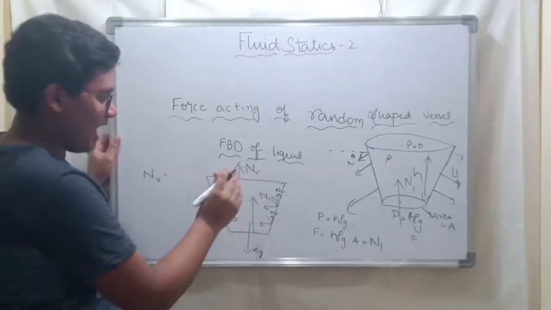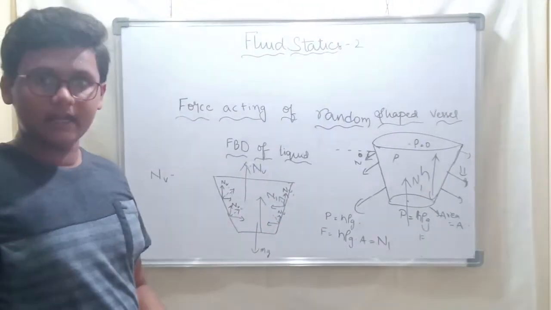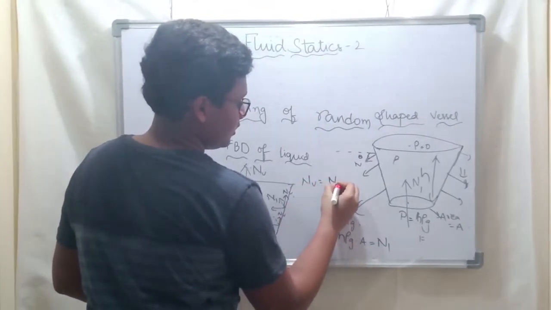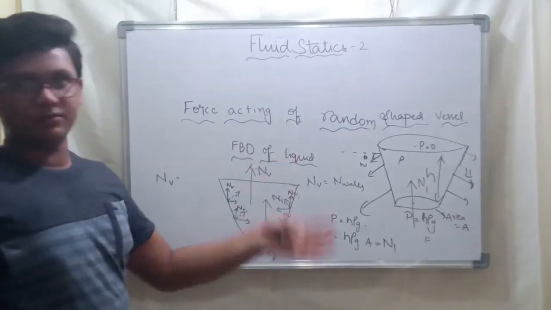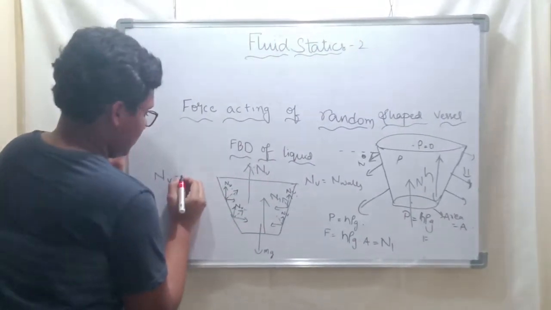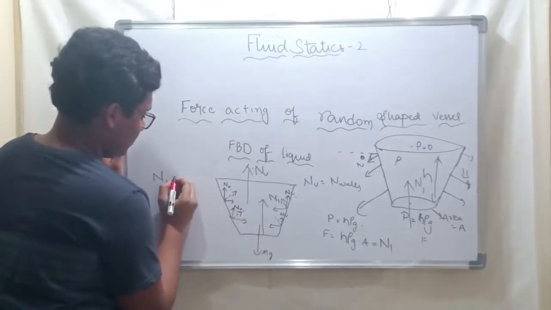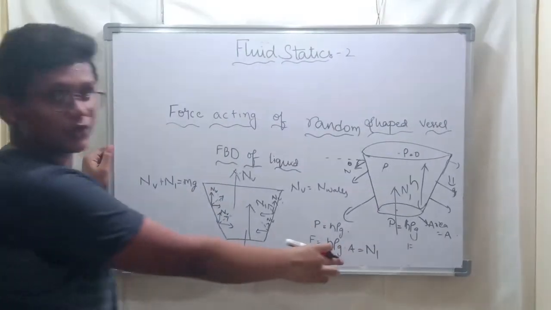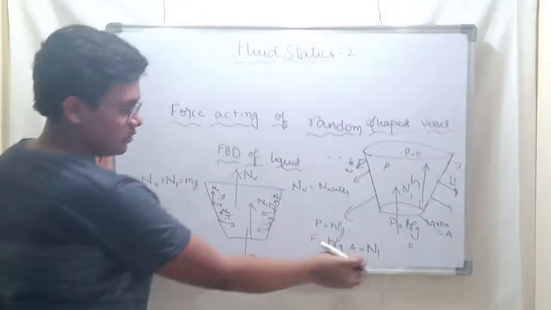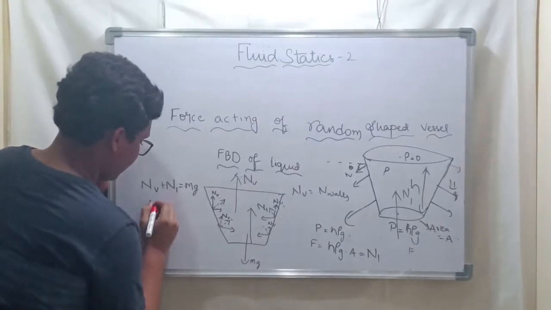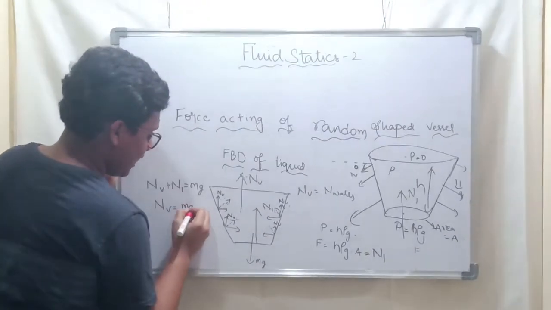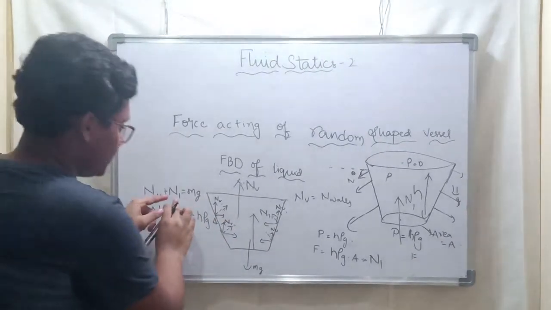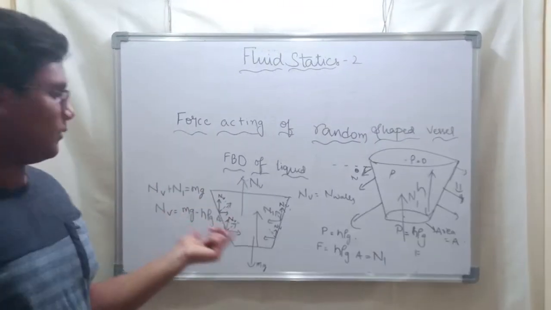Now NV means the normal force acting by the wall. NV is equal to N of the side walls of a random shaped vessel. See, NV plus N1 is equal to mg. We already got N1 as h rho g into A. By substituting the value of N1 here, NV is equal to mg minus h rho g into A. We transfer this to this side, and the sign becomes minus.